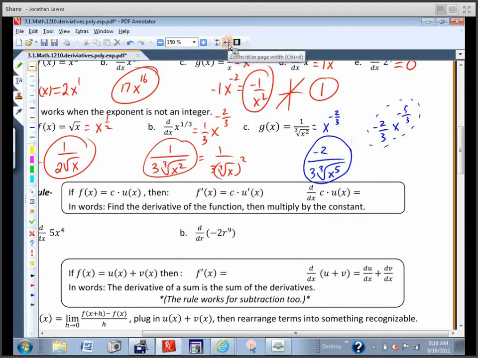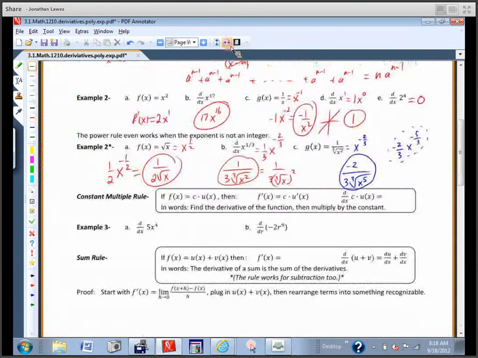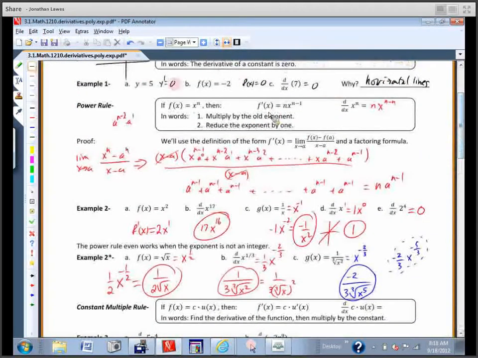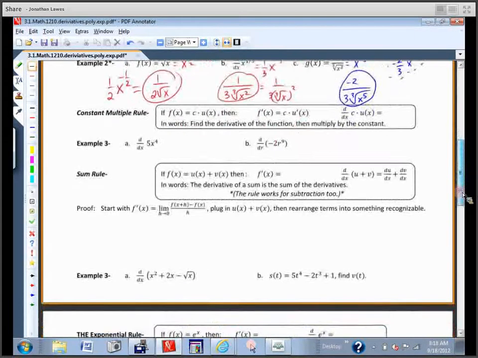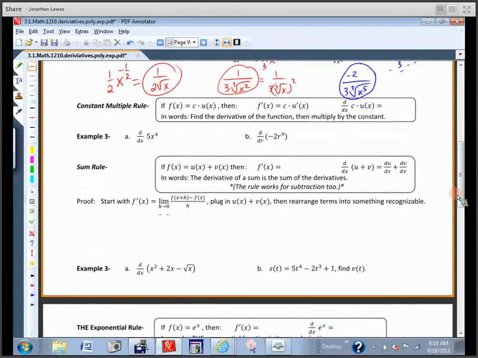So again, nothing wrong with this. This is mathematically correct, but if you were going to use it again, this would again be simplifying to a reasonable degree: negative 2 over 3 cube root of x to the 5th. That's probably the cleanest way to write that. Okay, are there any questions there?